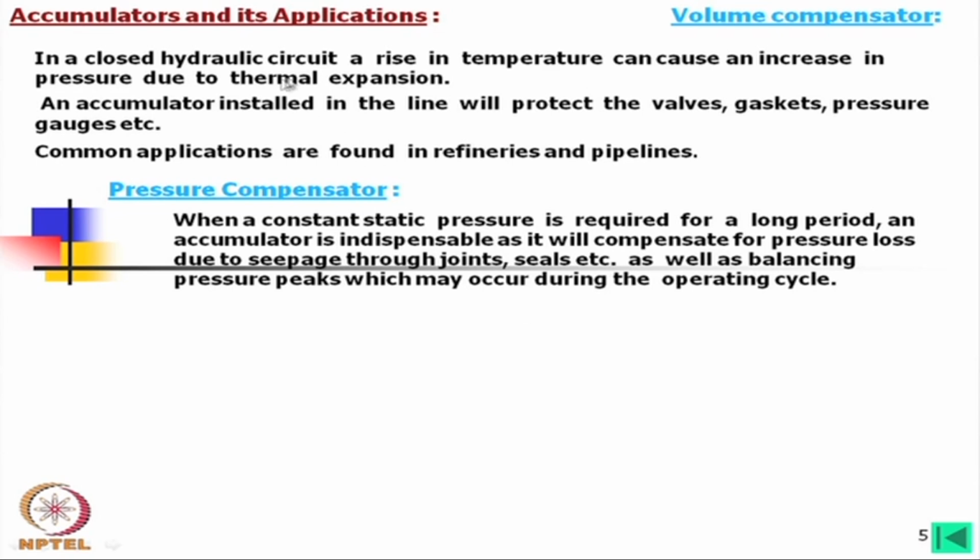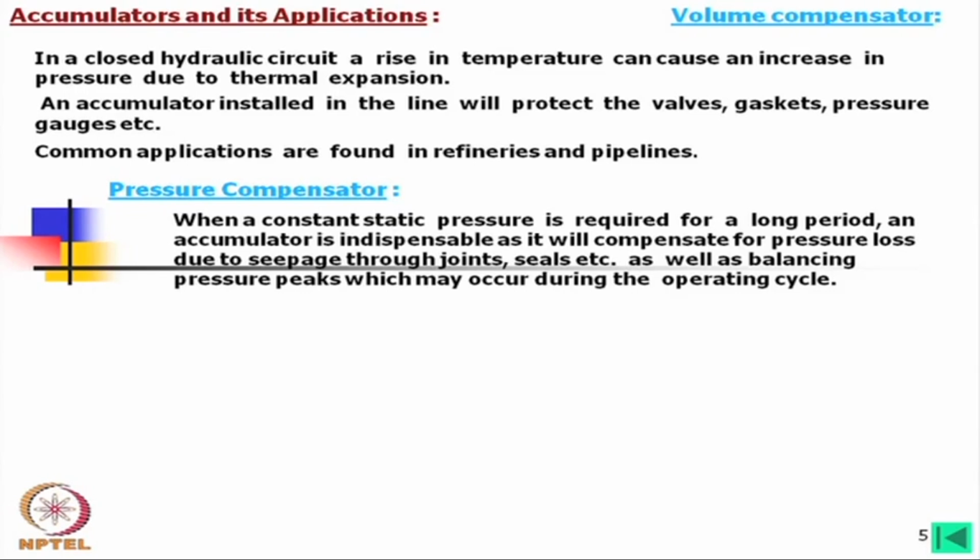So, in that case what actually happens, if there is a rise in temperature, there will be a volume increase in the oil. So, the excess volume will generate a pressure. Due to this pressure, this oil can be stored in the accumulator, and when the temperature comes down, again that will be filled. So, in very large pipelines and others, where it may not be a hydrostatic transmission, but the oil is being transferred with full volume filled, in that case such accumulators will be very helpful. So, that is the volume compensator.